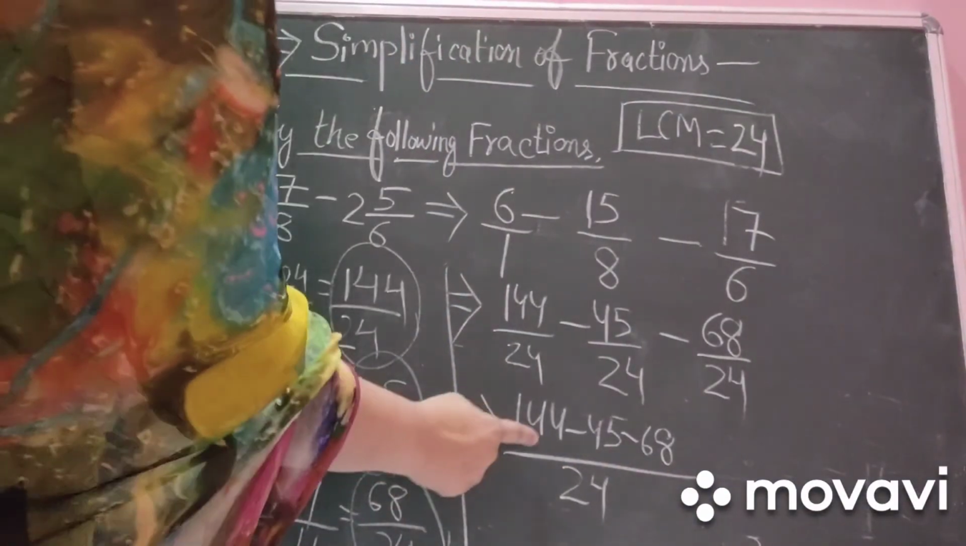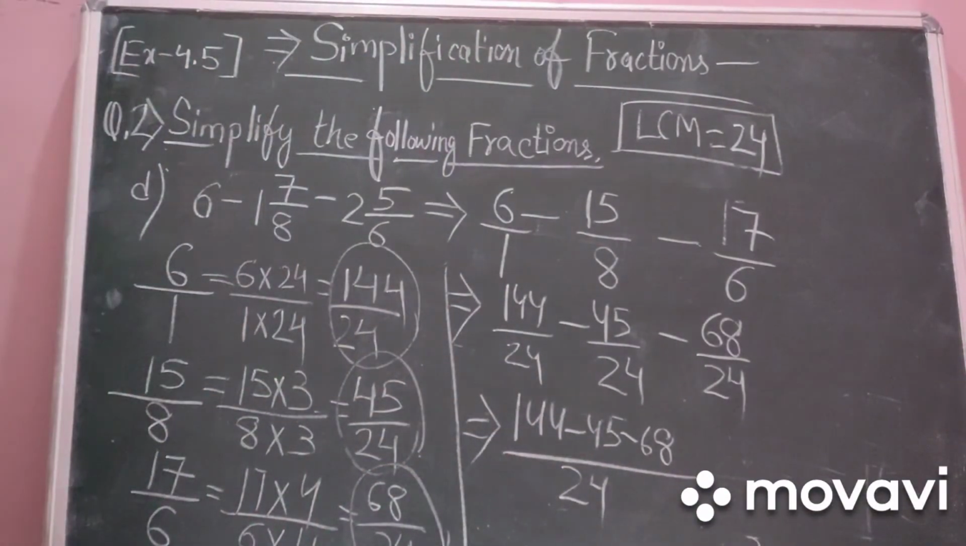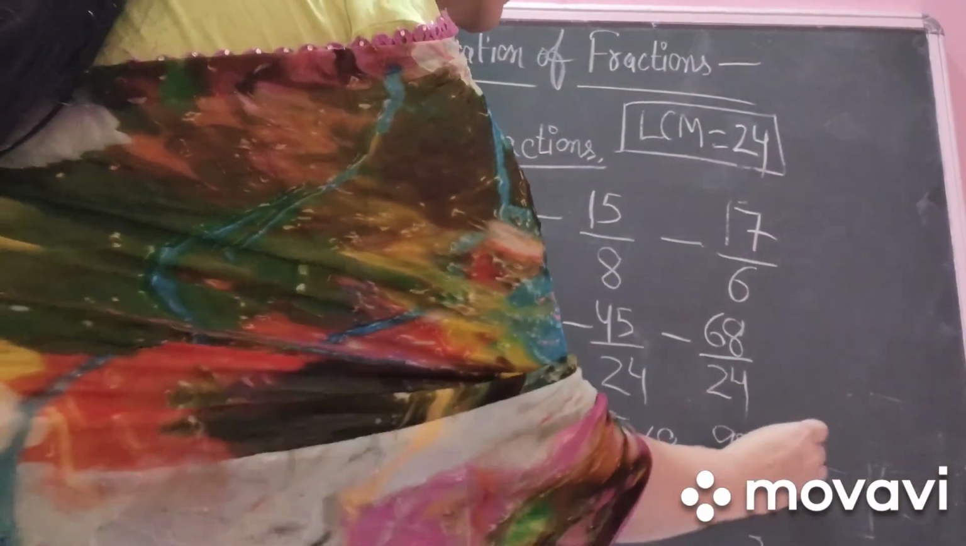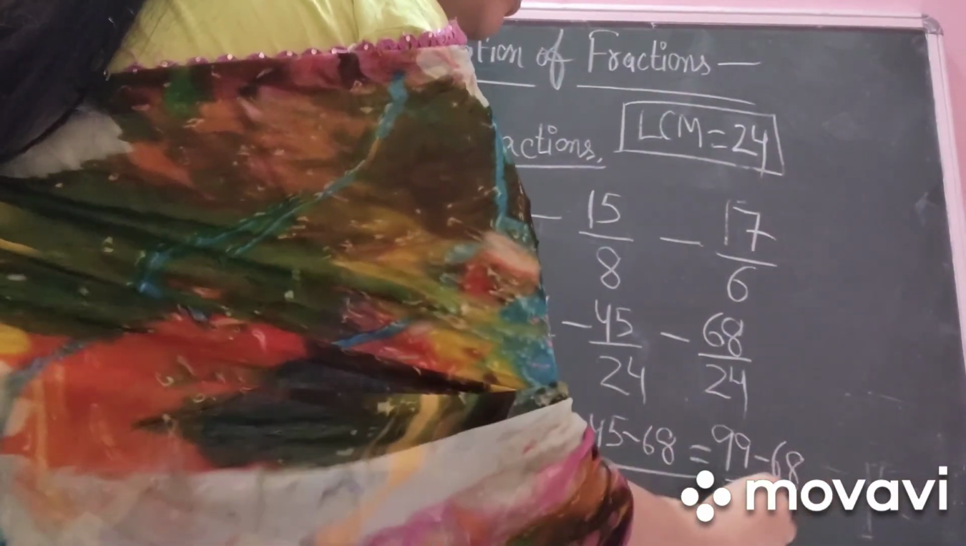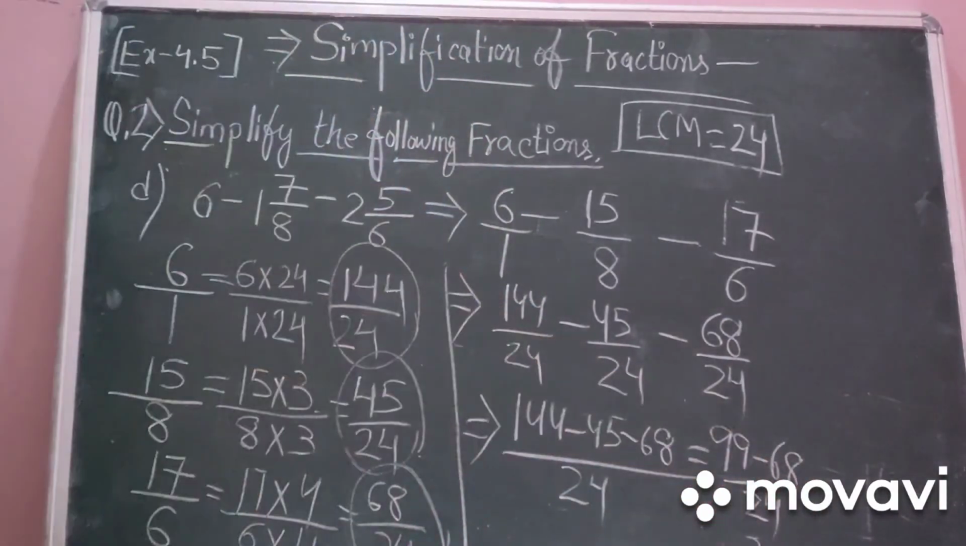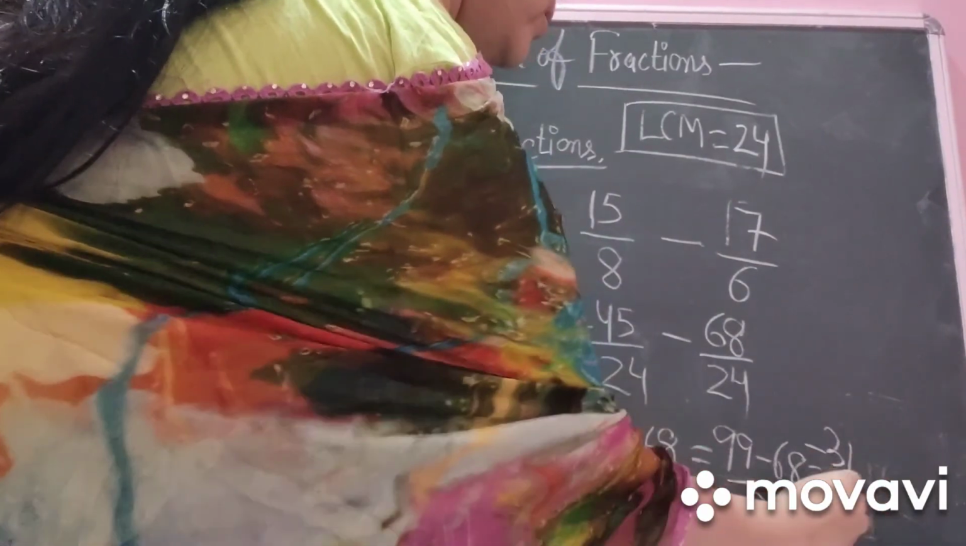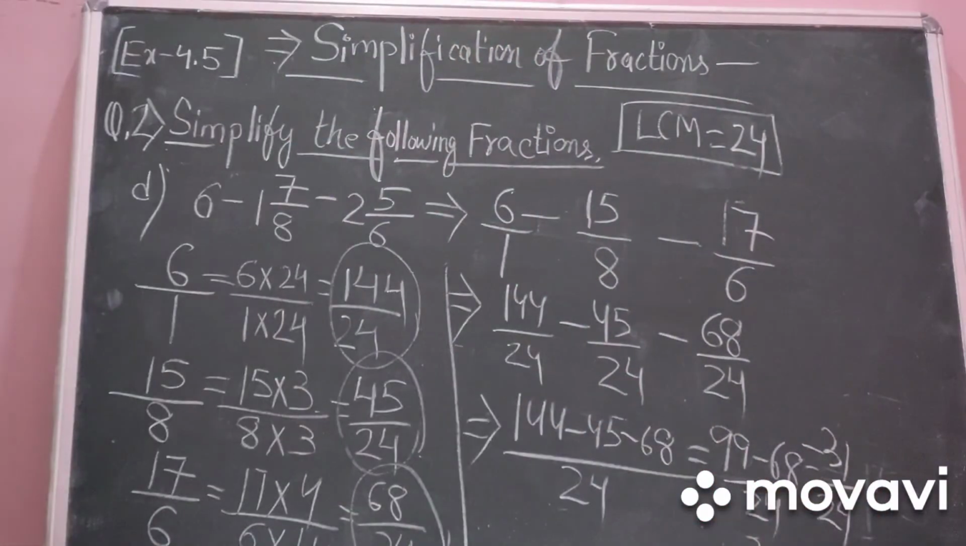So calculate करिए. 144 minus 45 is 99. So write down 99 minus 68 upon 24. Okay. 99 minus 68 is 31. So write down 31 upon 24. Okay. Here the numerator is greater. So you have to convert it into a mixed fraction.